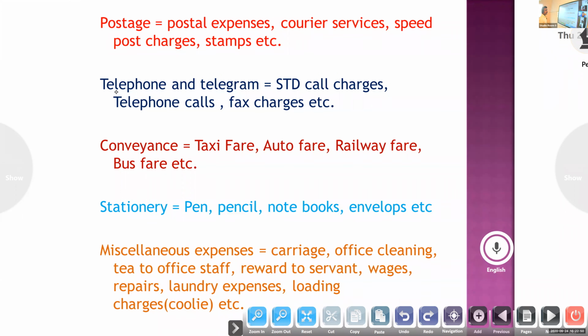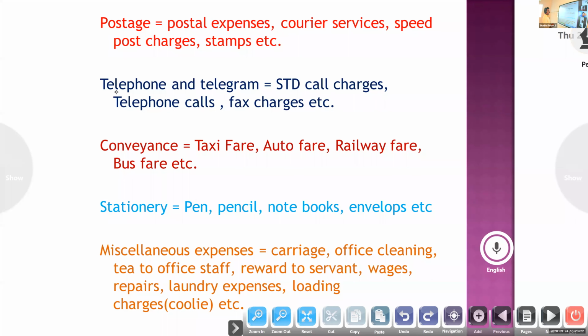First, postage: postal expenses, courier services, speed post charges, stamps. Right? Then only you will get it, then it will be easy. Next, telephone and telegram: STD call, telephone call, fax charges. Conveyance: taxi fare, auto fare, railway fare, bus fare.